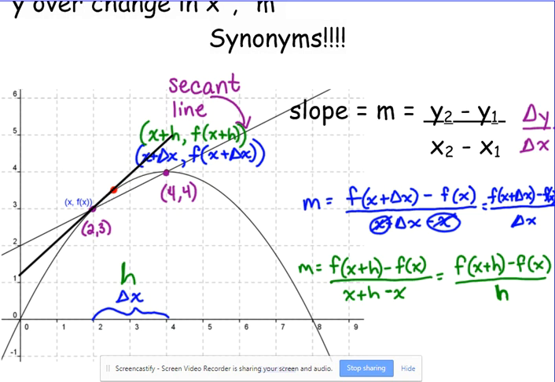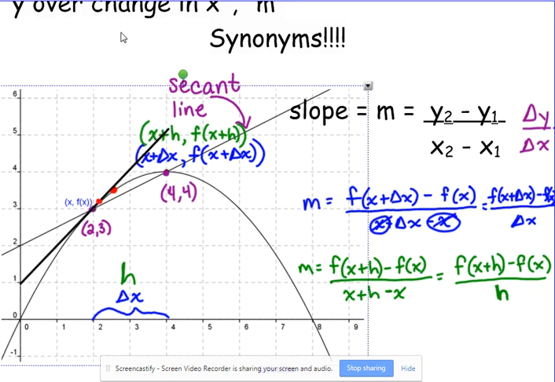That's what happens. The closer and closer that this second point gets to the original point, the closer and closer the slope of this line becomes to the slope at this specific point on the curve. Now, we can't find the slope of a curve because it's not a straight line. We only find the slope of straight lines. But there is this concept of what we call the tangent line.